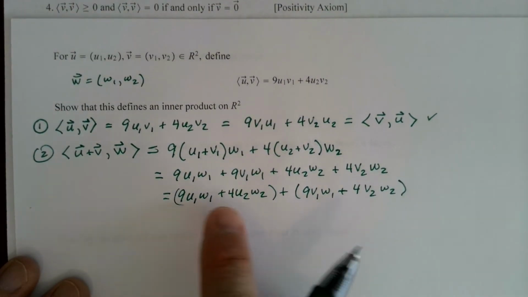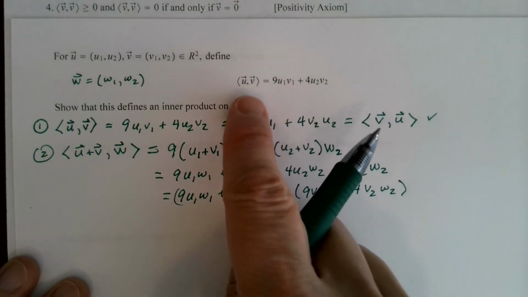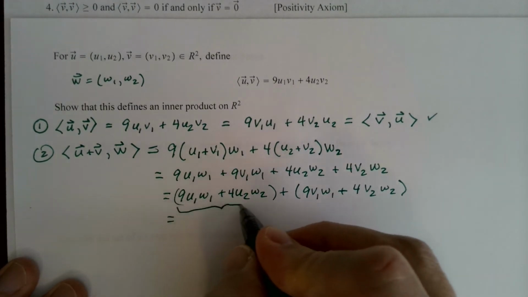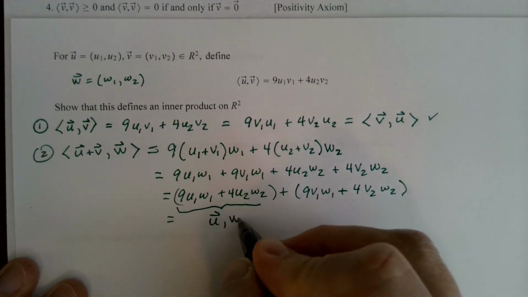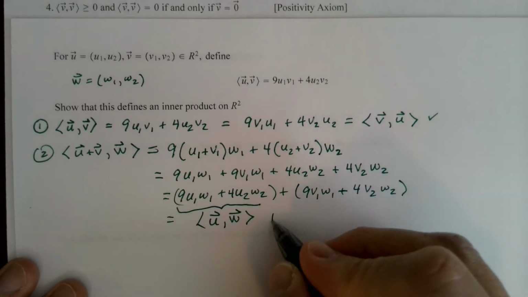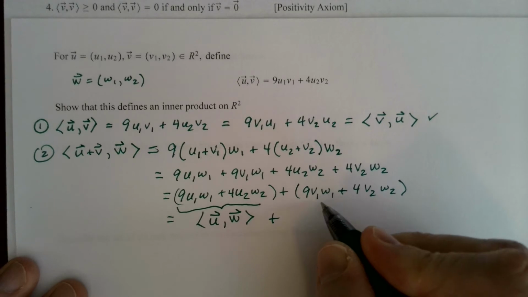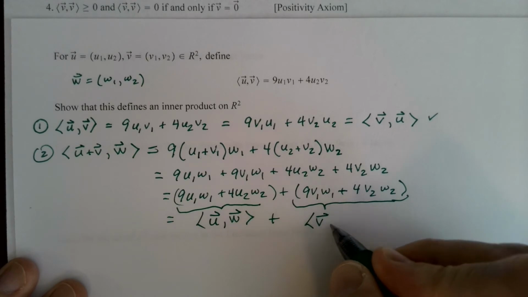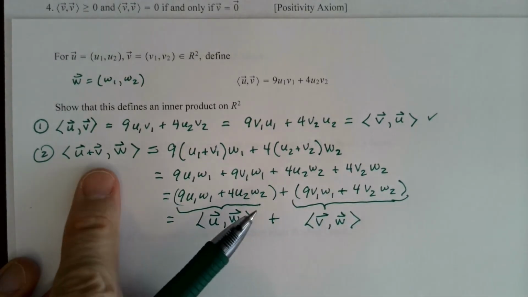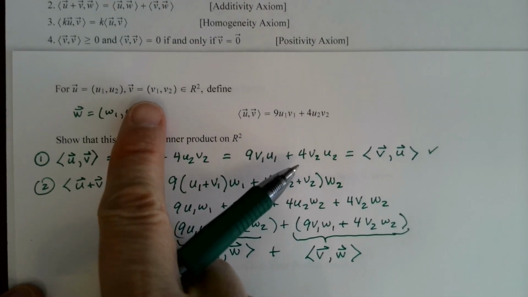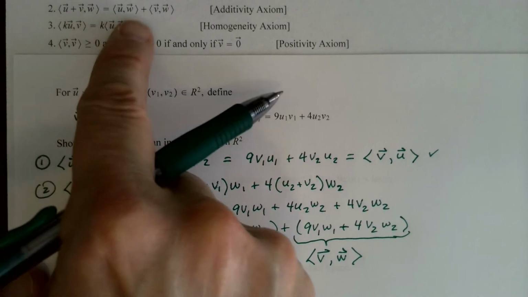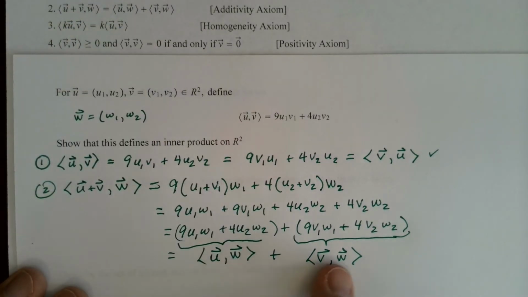And what is this? What is 9u1w1 plus 4u2w2? Well, if you come up here, that's going to be what? The inner product of u with w. This is equal to the inner product of u with w, which is written that way. And this is going to be the inner product of v with w. And that shows the additivity axiom that we were trying to show. The inner product of u plus v with w is the inner product of u with w plus the inner product of v with w. So 2 down, 2 to go.